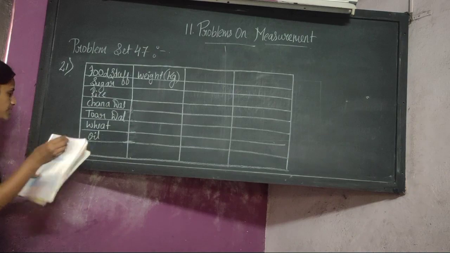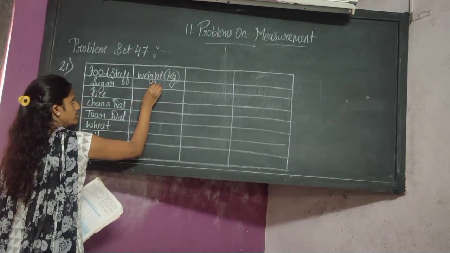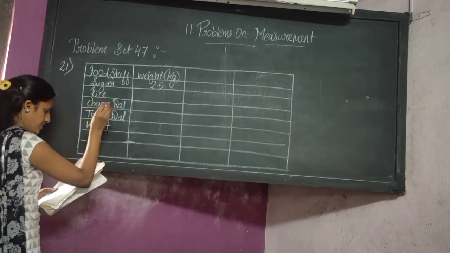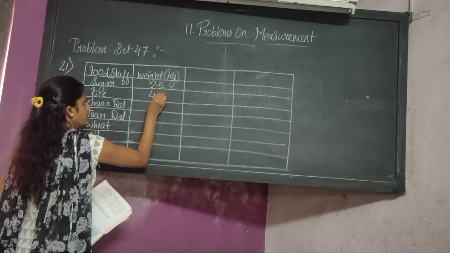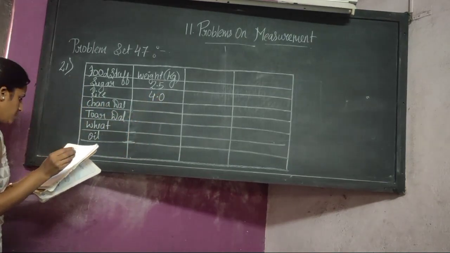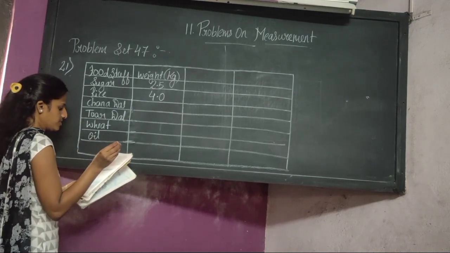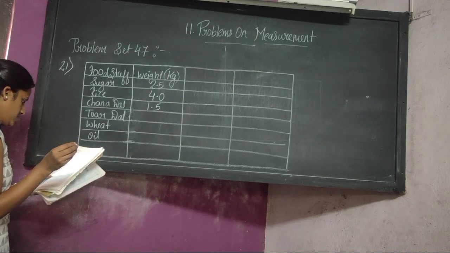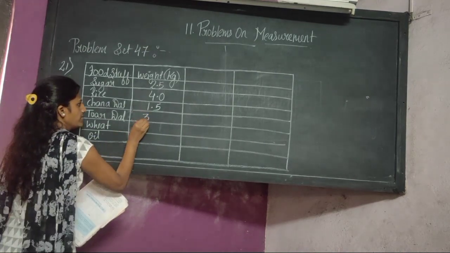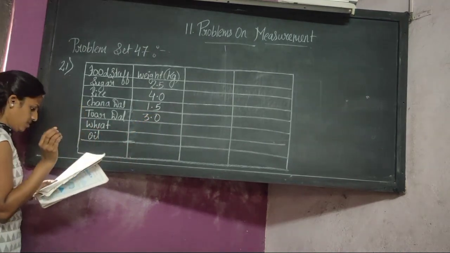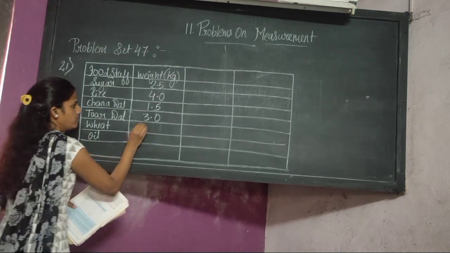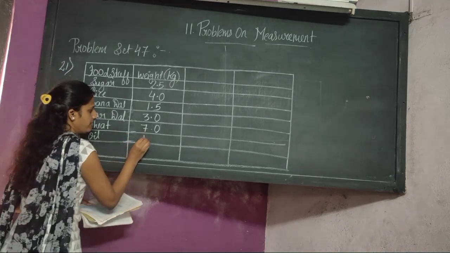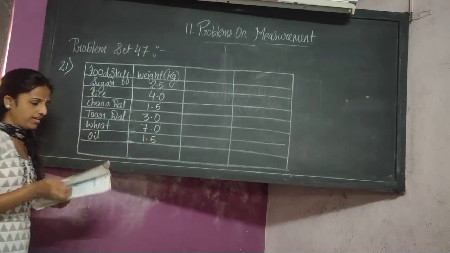The weight of sugar is 2.5, that is 2 kg 500 grams, you can say. The rice, the weight of the rice is 4.0, that is 4 kg. The weight of chana dal is 1.5, that is 1 kg 500 grams. The weight of tur dal is 3.0, that is 3 kg. The weight of wheat is 7.0, that is 7 kg. And the weight of oil is 1.5. That is 1 kg 500 grams.